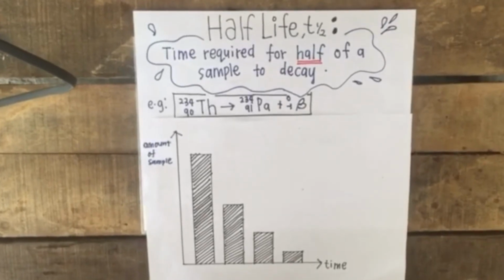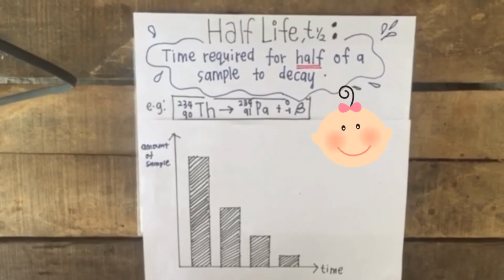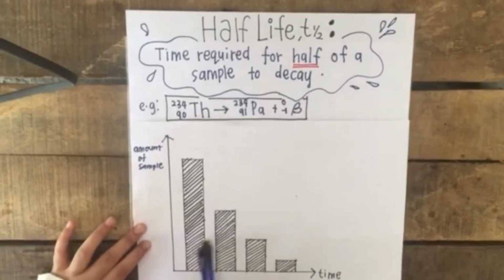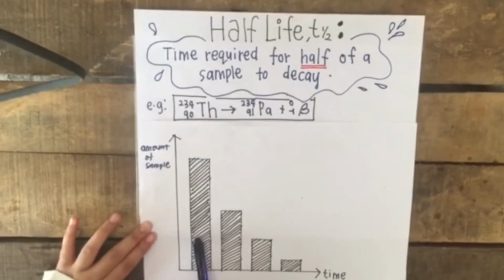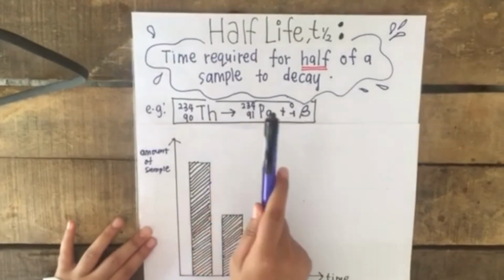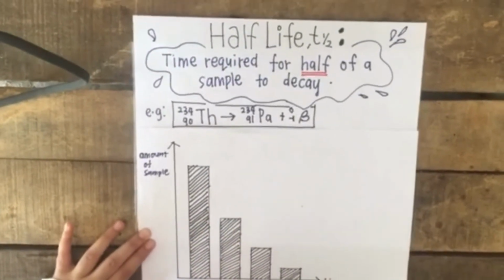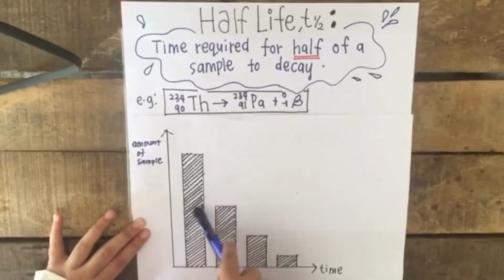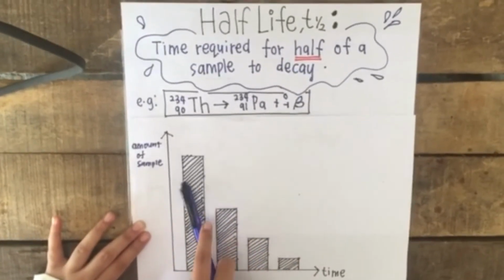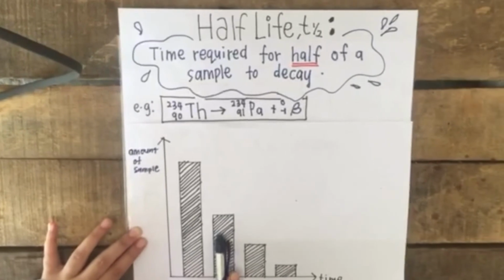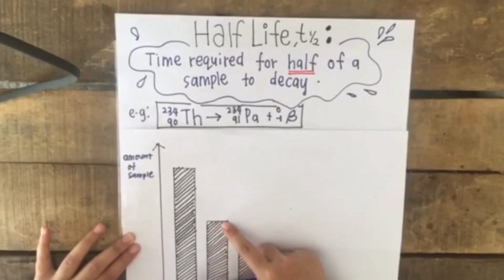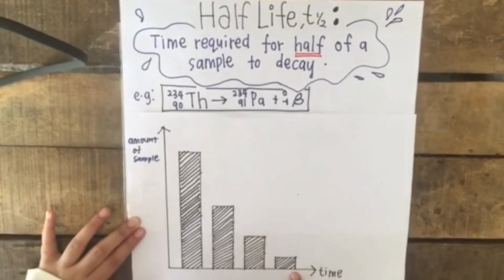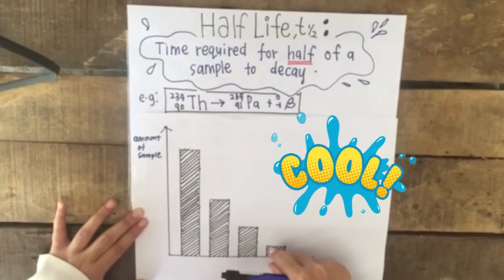For the visual type of person, we can see this graph of half-life for thorium turning into protactinium. This is the amount of thorium at the start. By one half-life, it decreased by half. Another half-life, it decreased by half, and another half-life, it decreased by half.